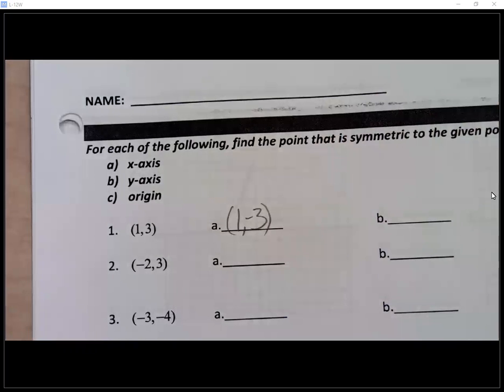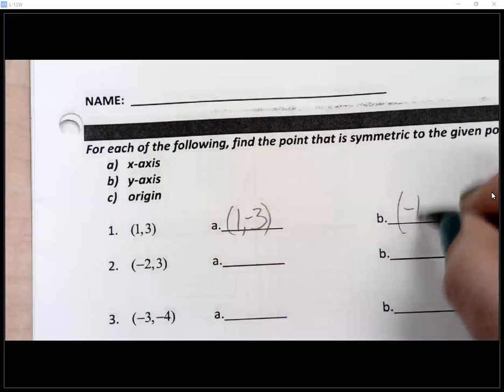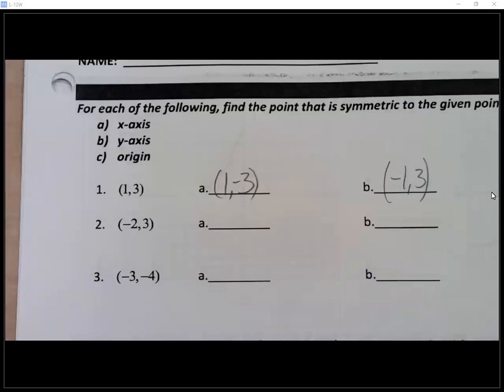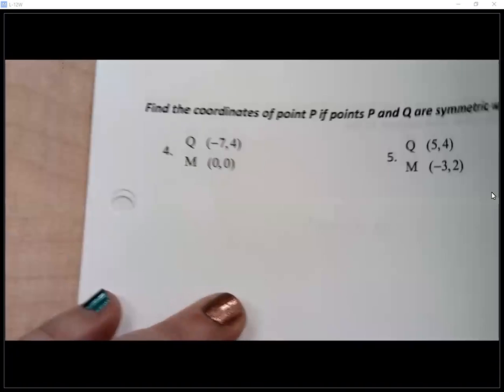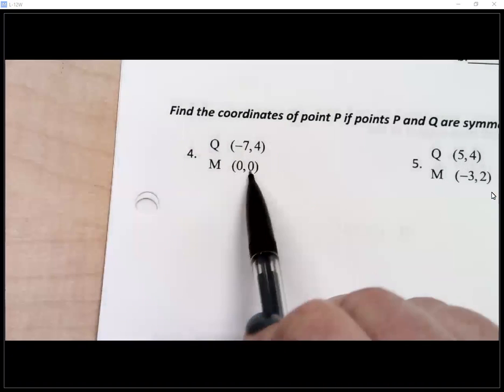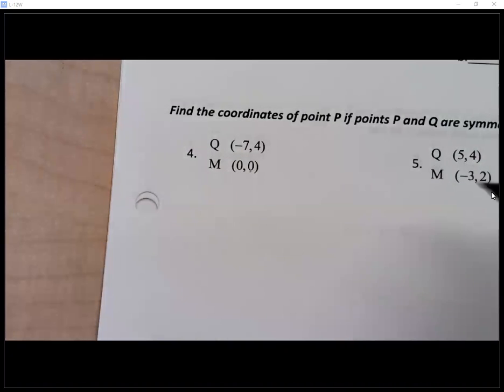So over the y-axis would be -1,3, and then over the origin, you got it. So first section, nice and easy. Number 4 is basically the same thing, because the point M that you're talking about is the origin, so it's the same thing as reflecting it over the origin. But for 5, things kind of change a little bit.